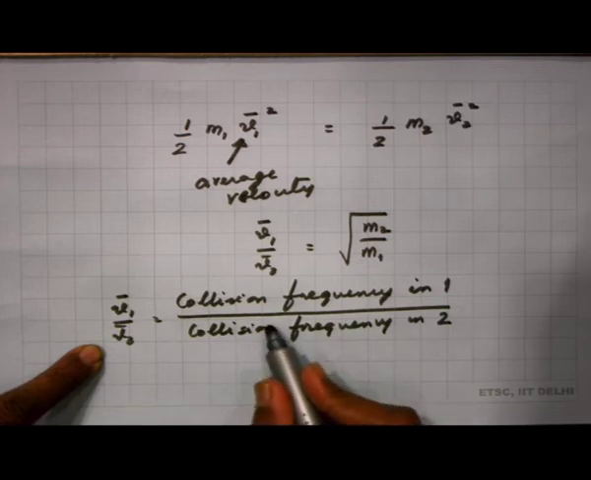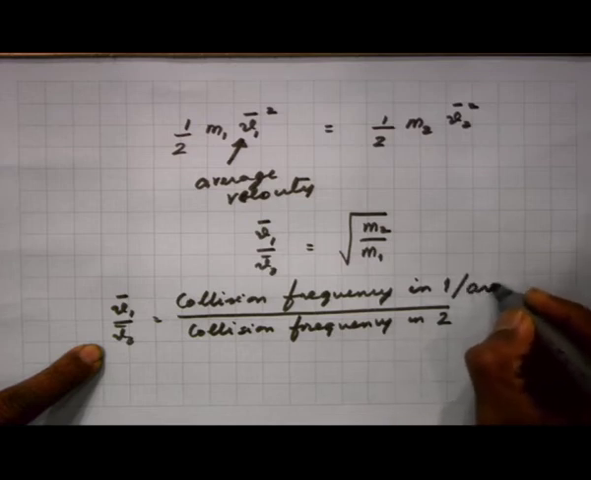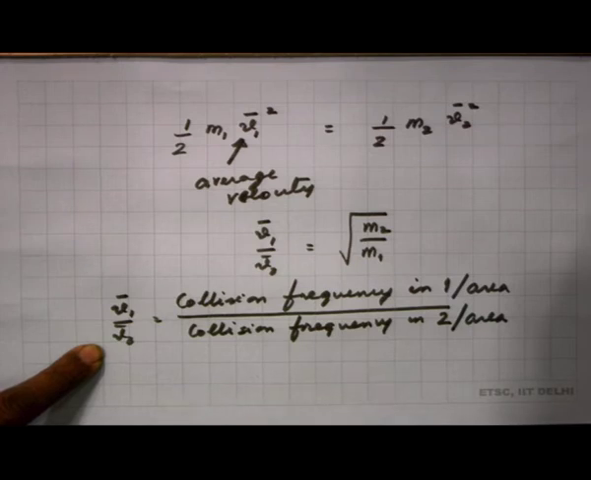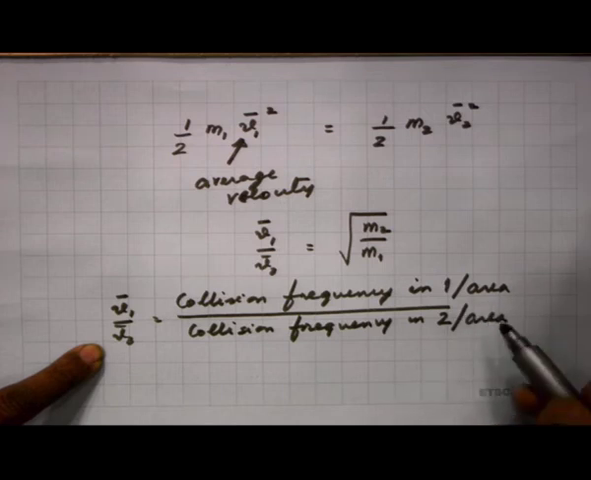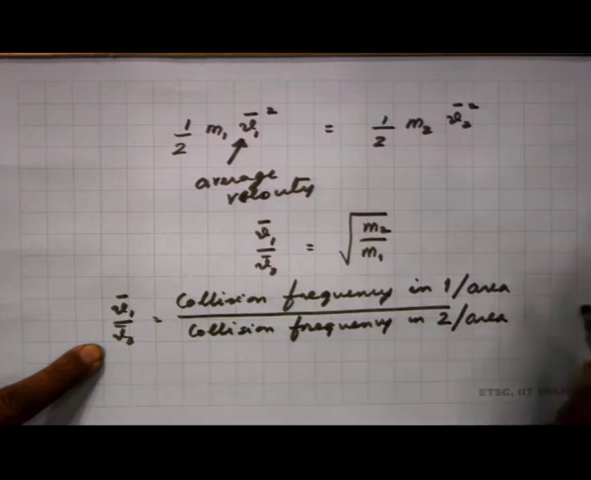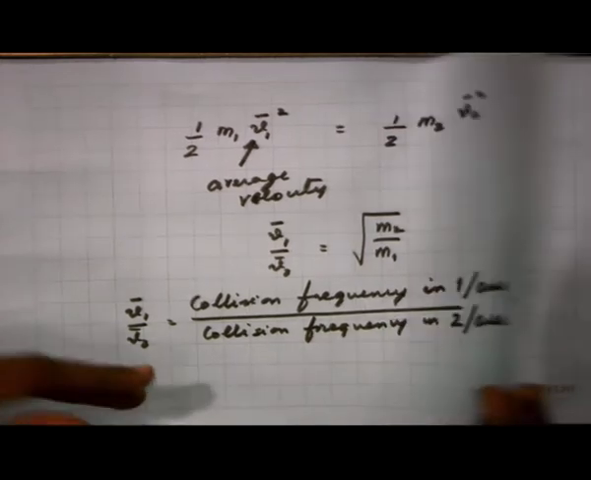And if you take the collision frequency per unit area, for the same area, they are again the same. So, if I took the same area, it does not make a difference. Now, this gives you a way, and we are saying that this is equal to root M2 over M1. Why do we do this? The reason we are doing this is the following.